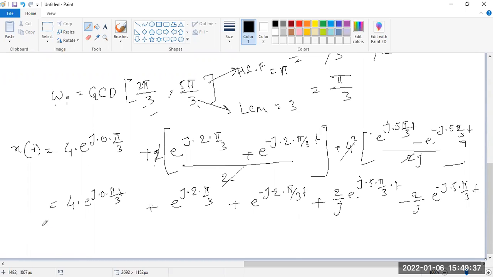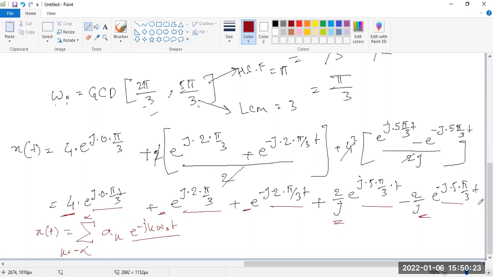Now we can analyze with the synthesis equation. Just remember the synthesis equation: x of t equals the summation from k equal to minus infinity to infinity of a k e to the power j k omega naught t. You can see every term has this a coefficient, that is 1, that is 2 by j, and each term has the e to the power j omega t. So we can summarize this with the summation from minus infinity to infinity.